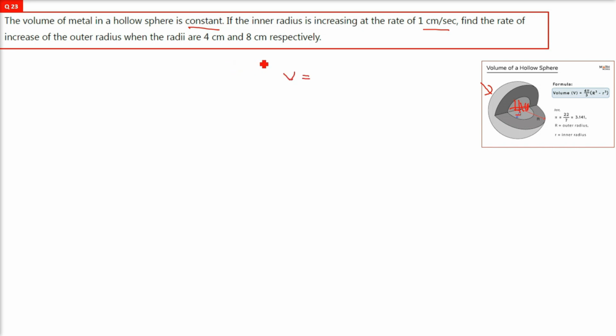Volume of a hollow sphere is what? It is the outer volume subtracted by the inner volume, and the volume of a sphere is 4 by 3 pi r cube. If you take capital R for the larger radius and small r for the inner radius, the volume is 4 by 3 pi, capital R cube minus small r cube.